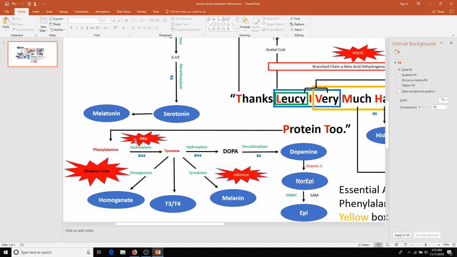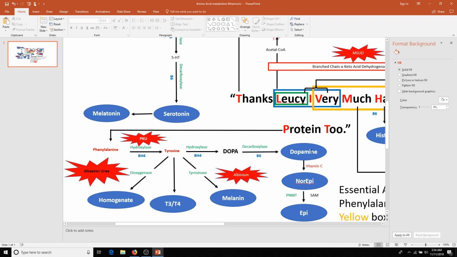Anyway, back to the other pathway. So tyrosine, again, another amino acid. For it to be turned into a different molecule, you go through a hydroxylase and BH4. And then DOPA goes through a decarboxylase and B6. So remember how I said if an amino acid is turning into something else, you have to use a hydroxylase. And then that next thing for it to turn into something else usually is a decarboxylase with B6. So that's the case here.